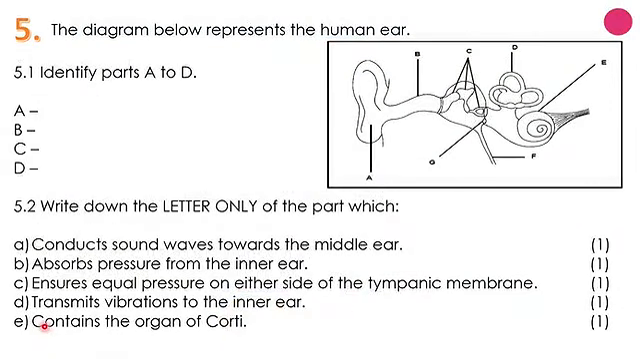Let's quickly have a look at the type of question that they might ask you. So once again, they give you a diagram of the human ear, and we need to identify the different parts. We need to identify A, which is this area here, and that is our pinna. Then B points to this area here, which is our ear channel.